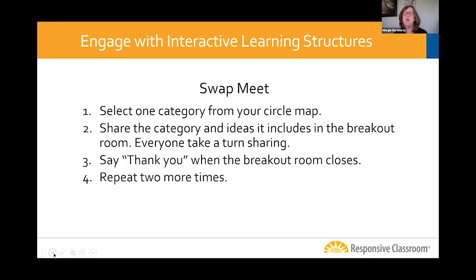Each breakout room is open for 2 minutes and then an additional 15-second countdown. After that 2 minutes is up, it's going to say, leave the breakout room. At that time, you can say thank you, and close your meeting and come back out. You're going to meet in 2 more swap meets, so you'll be in a total of 3 swap meets to hear categories and ideas from that many different people.